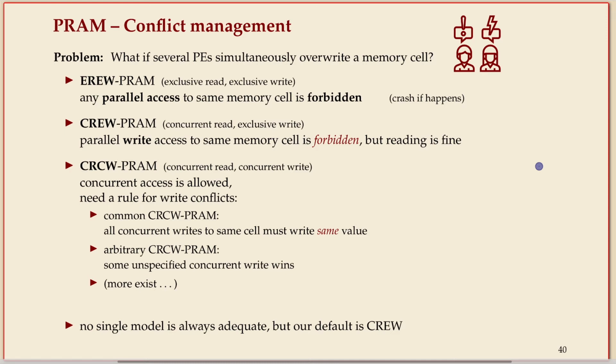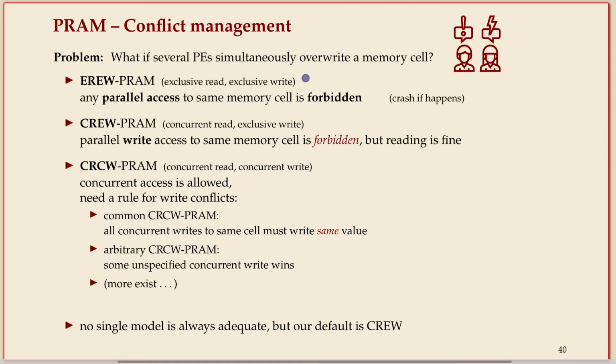But what if in the same time step, several processors want to write to the same location? They might overwrite each other's values, or they might create a conflict, and we have to do something about this. So that's what this slide is about. We have to somehow define in the model what should happen if more than one processor writes to one specific location in memory. And you can come up with different solutions.